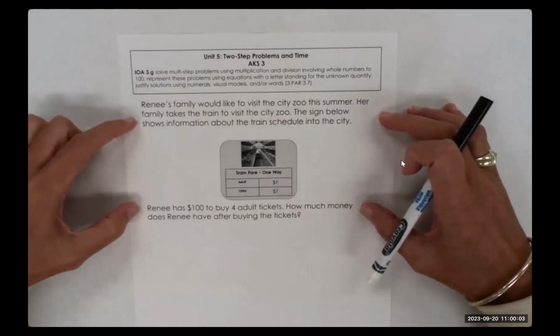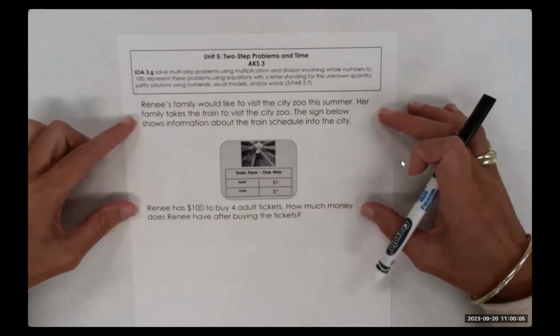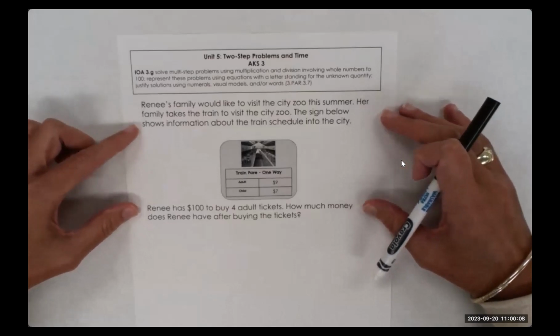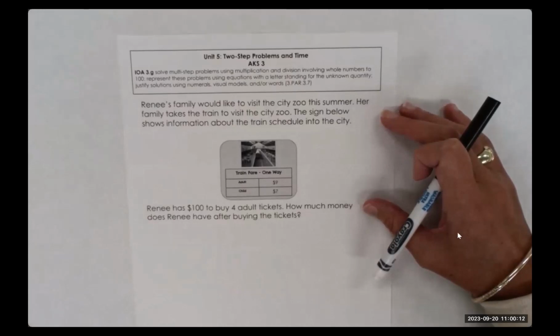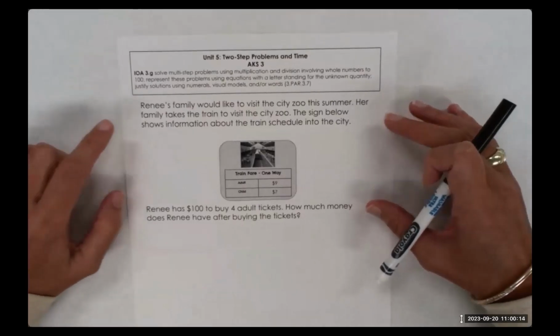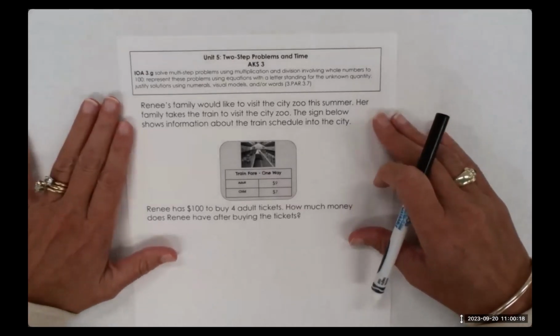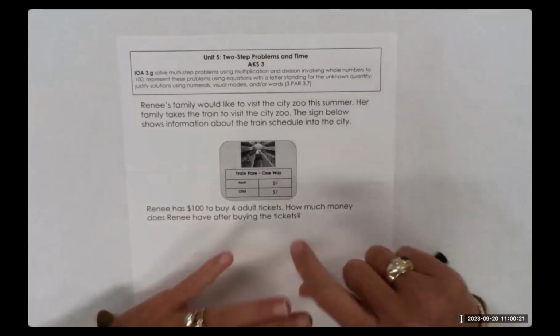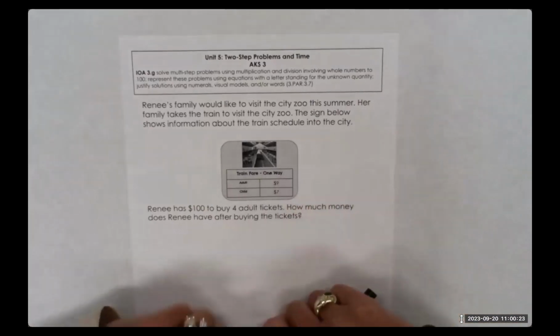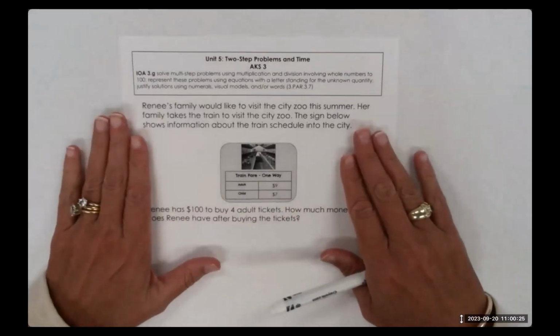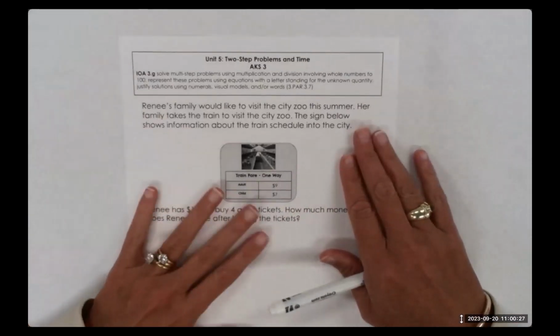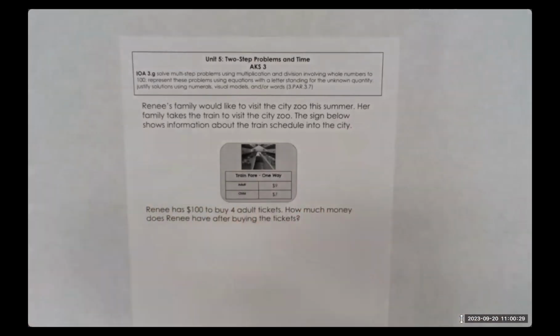The work of the problem is not as important as the bigger ideas of why our students struggle with solving multi-step problems. And that's what I want to spend our time talking about today. But we are going to anchor our thinking with Renee and her family taking a trip into the city to the city zoo by train. We are going to take a look at this problem. But like I said, first, I want to talk through why students struggle when solving multi-step problems.